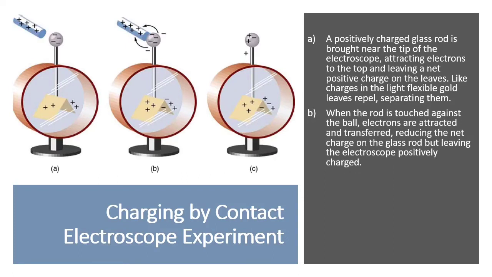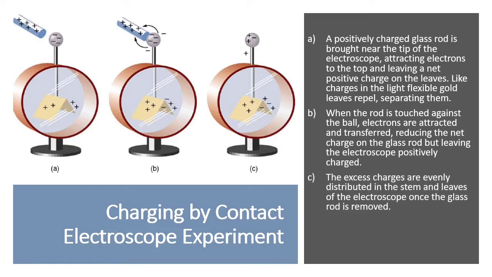When the rod is touched against the ball, electrons are attracted and transferred, reducing the net charge on the glass rod, but leaving the electroscope positively charged. The excess charges are evenly distributed in the stem and leaves of the electroscope once the glass rod is removed. The leaves separate due to electrostatic repulsion once again.